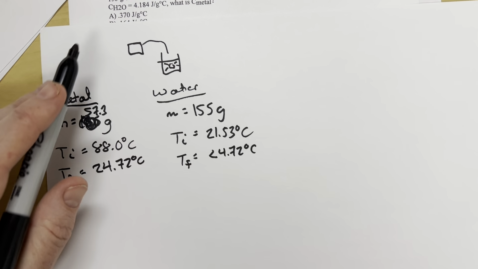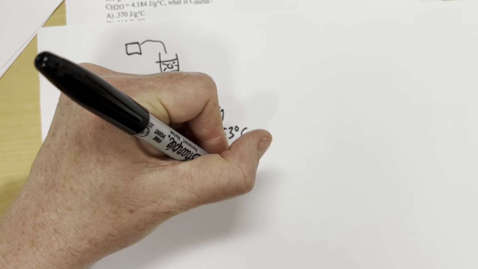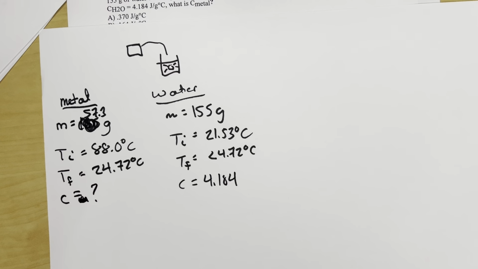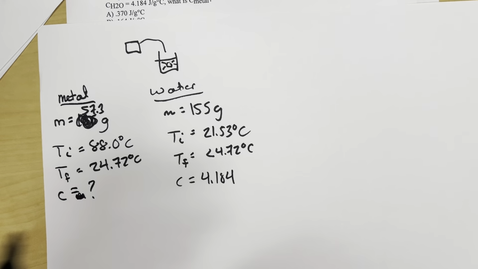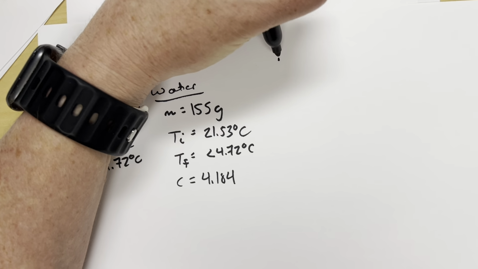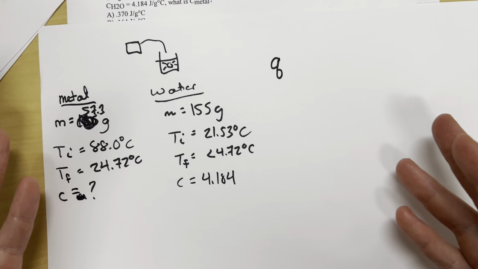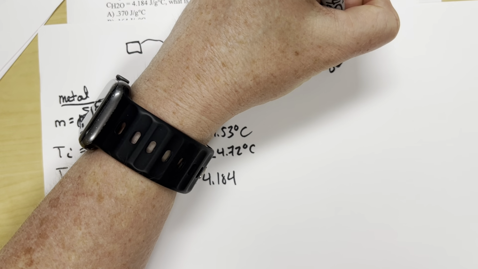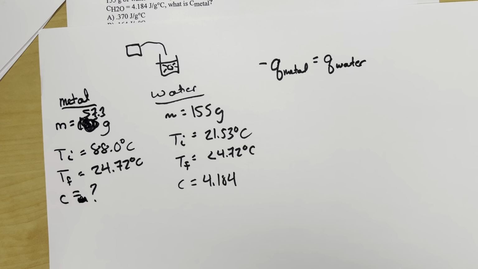Okay, it says if the C of water is 4.184, what is the C of the metal? Okay, so let's talk about it. Anytime you have two things that you're mixing together where heat is transferred from one thing to another, you're going to think about Q equals MC delta T, but for both of them. So hopefully you agree that the Q of the metal, the heat that the metal lost, is equal to the heat that the water gained.